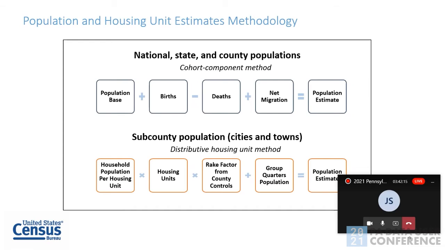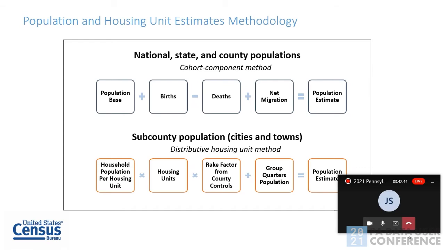The population estimate at any given time starts with a population base. It may be the last decennial census or the previous point in the time series, for example, the previous year. Births are added and deaths are subtracted. Independent estimates of net migration are added in there, both international and domestic, to get the population estimate at the end of that period.